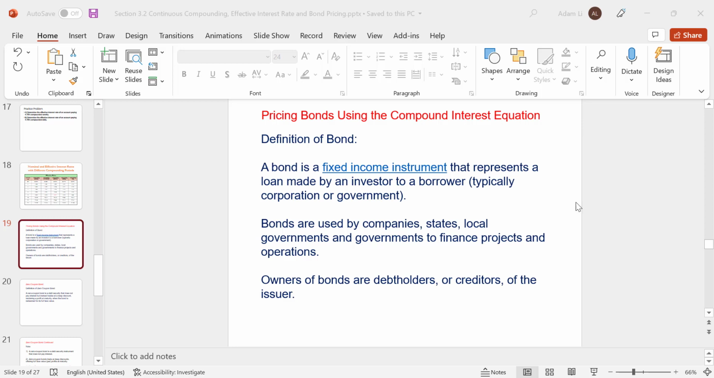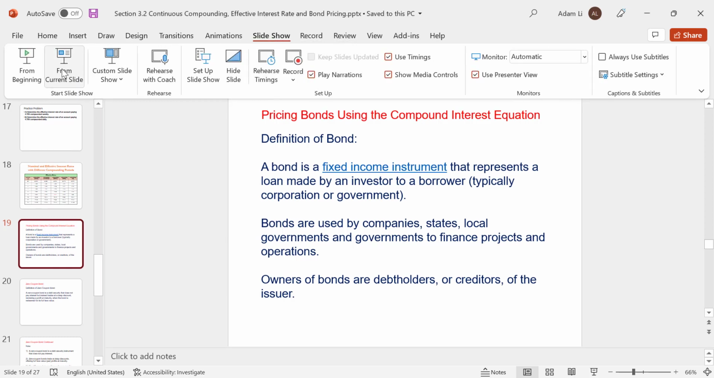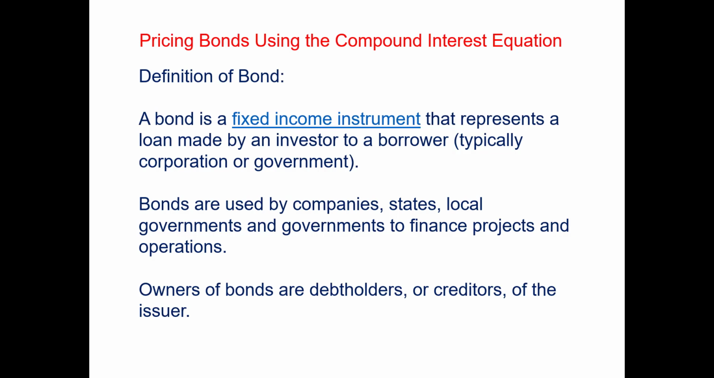Okay, let's continue where we left off around section 3.2. I want to take a look at the bond pricing. So we're going to find out the bond price using the compound interest formula. So this is where the compound interest formula is going to be. But first of all, let's take a look at the definition of the bond.